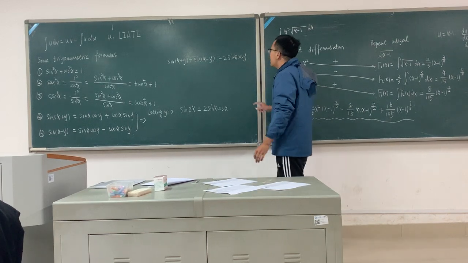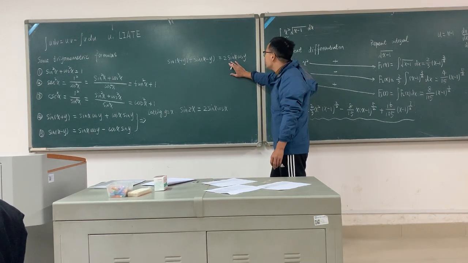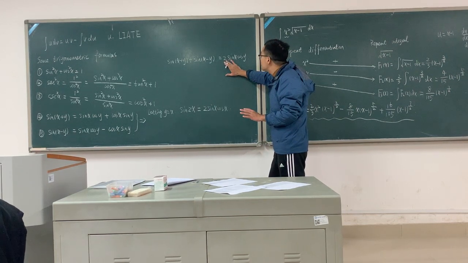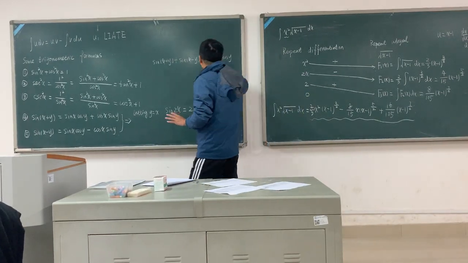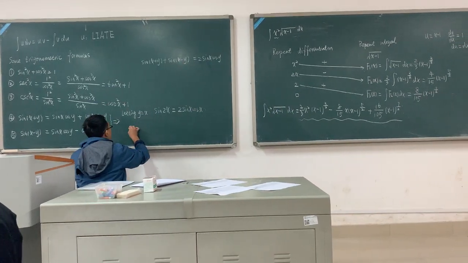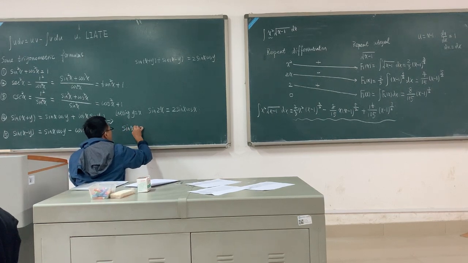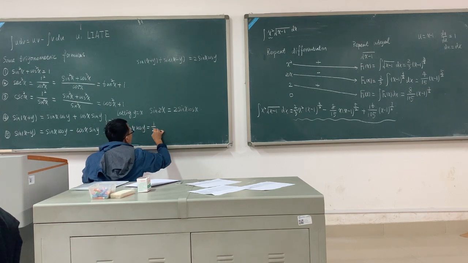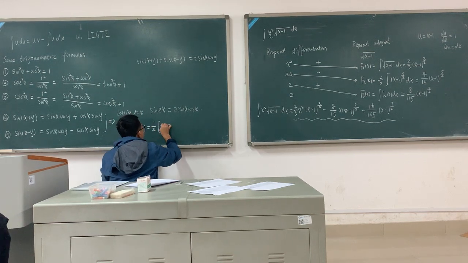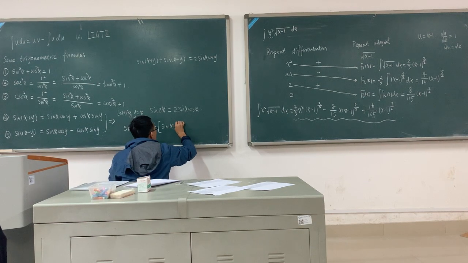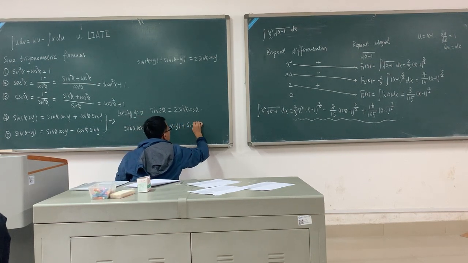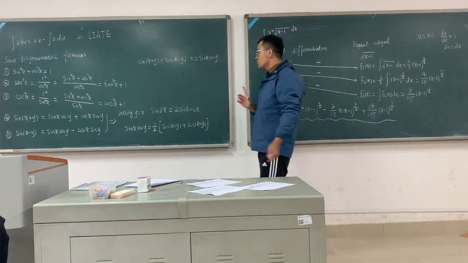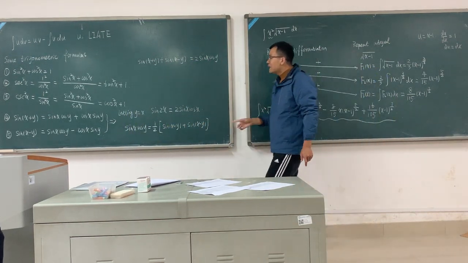So here, if we divide by 2 on both sides, okay? We can obtain sin x cosine y equal to 1/2 of sin of x plus y plus sin of x minus y. Okay, so now we can see the left hand side.